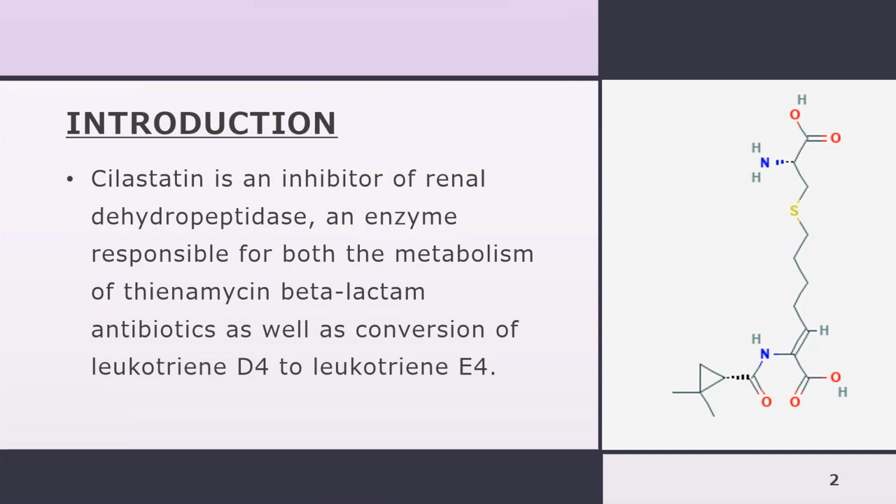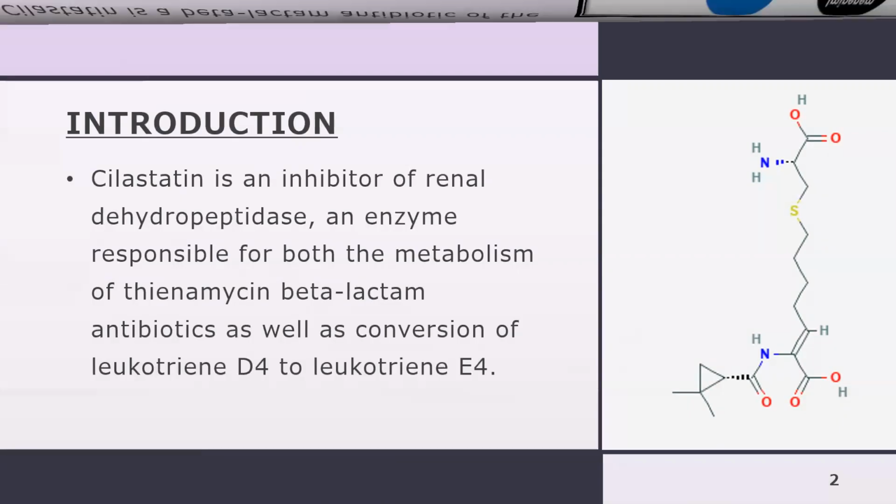This enzyme is responsible for the metabolism of penem beta-lactam antibiotics, and it is also responsible for the conversion of leukotriene D4 to leukotriene E4. So it actually inhibits the enzyme renal dehydropeptidase.